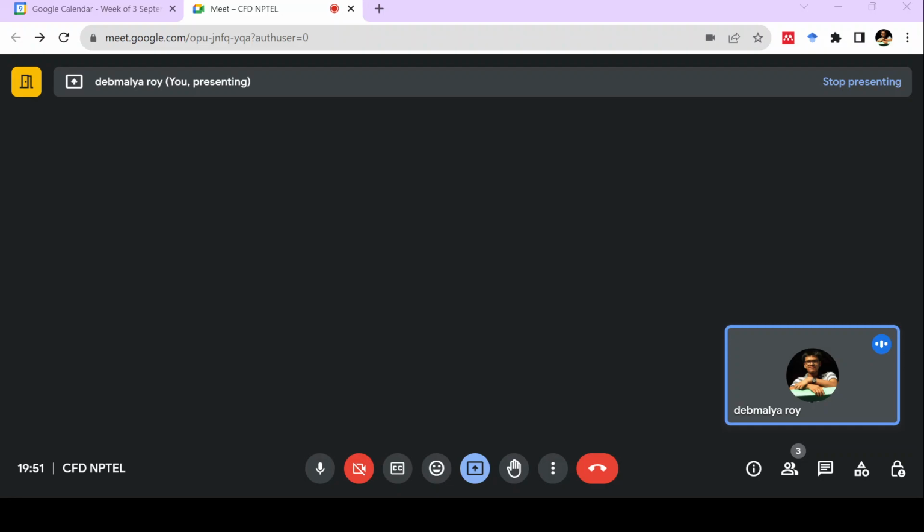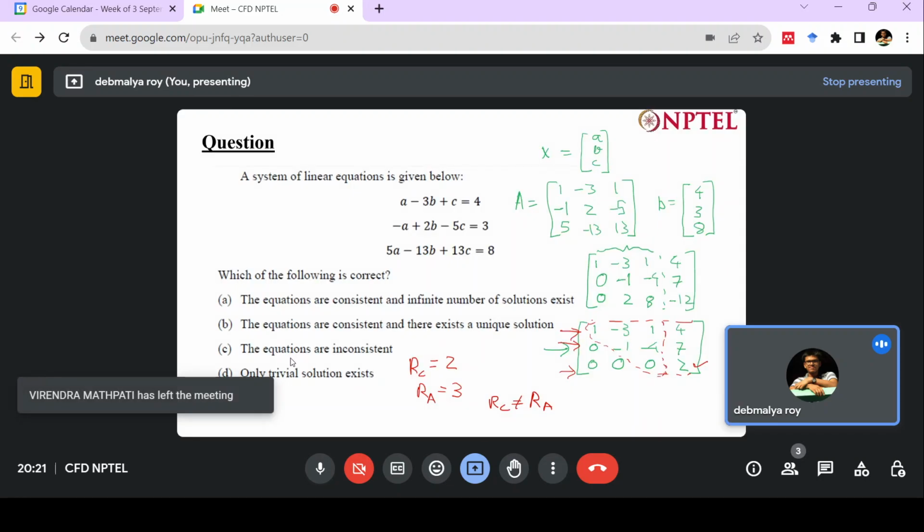So what can we conclude from there? We can conclude that the system of equations is inconsistent, right? We have RC not equal to RA. So the system of equations is inconsistent. This is the fact.